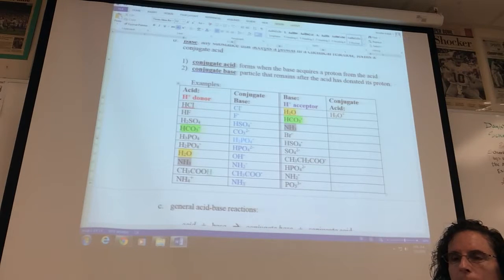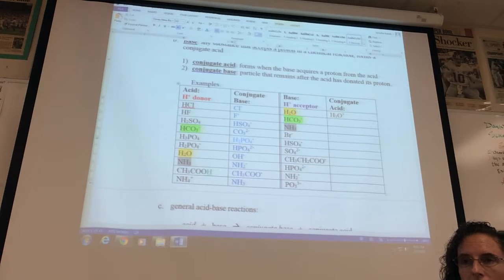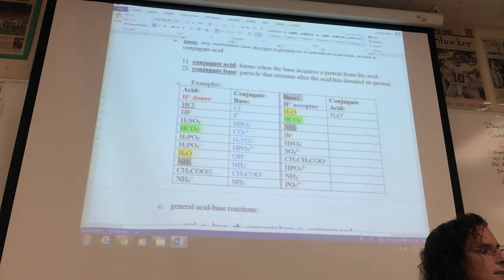Jillian, what's your question? How come if it's positive, it doesn't have a charge? Because if you have $1 and I take it away, how much money do you have? None. So if you have an initial positive charge and you take away an H plus, you take away the positive and you're neutral. All right. So acids are proton donors. They form conjugate bases. Bases are proton acceptors, and they form conjugate acids.